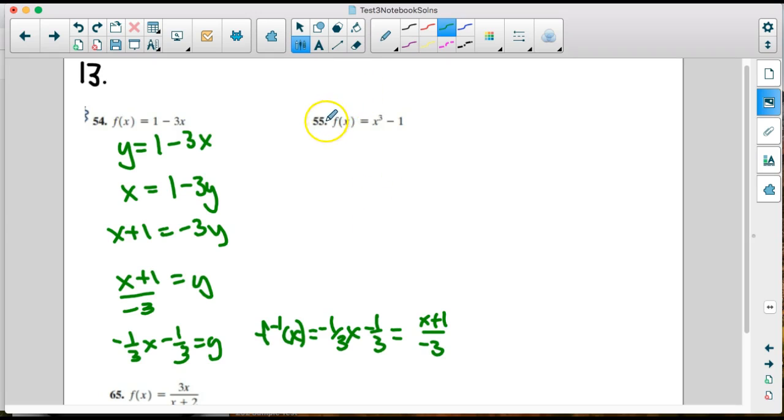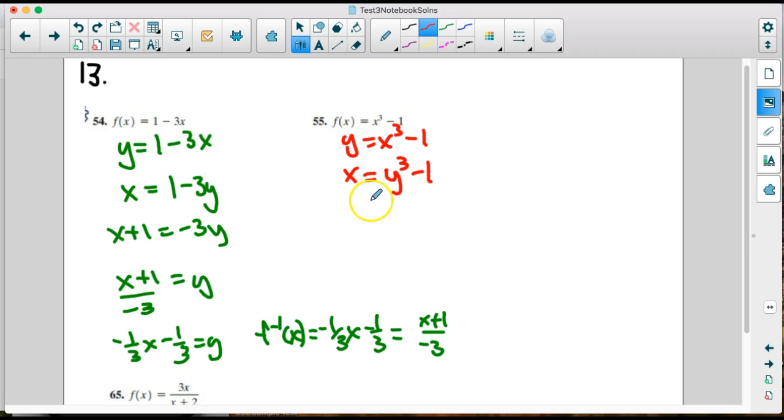Alright, so in 55 we're going to do the same thing. We put the y for f of x. We switch the variable, so now we have the inverse. This is the inverse. It's just not solved for y yet, so that we can write it in inverse notation. But this function is the inverse function because we swapped x and y.